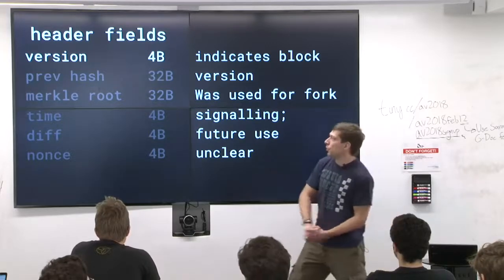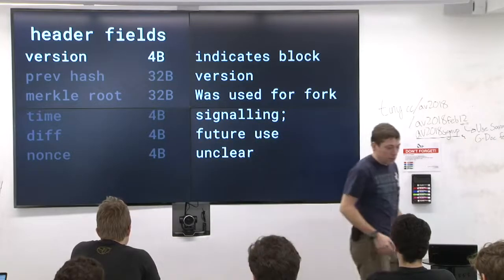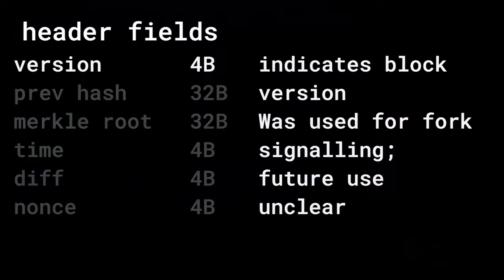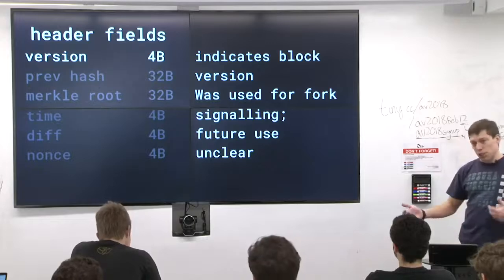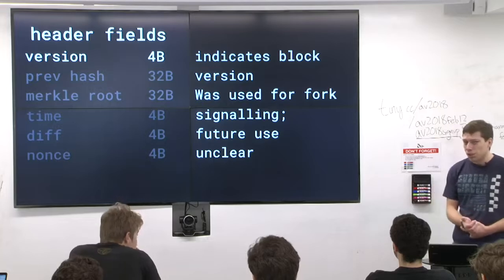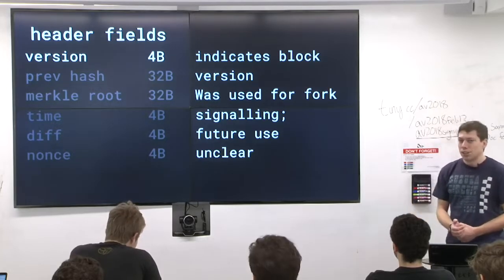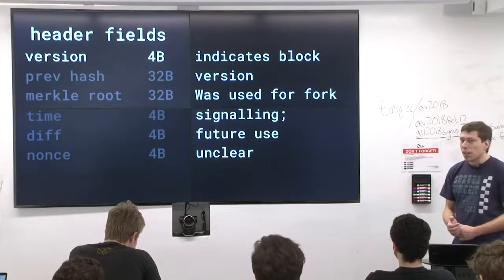But the main two are previous hash and Merkle root, right? And then I'll talk about the other things. So there's also a version field right at the beginning. It's 4 bytes. It indicates block version. It's not clear what that's going to be used for in the future. It used to be used for signaling protocol changes. I'm not sure that's going to be the case going forward because it didn't really work very well for that.